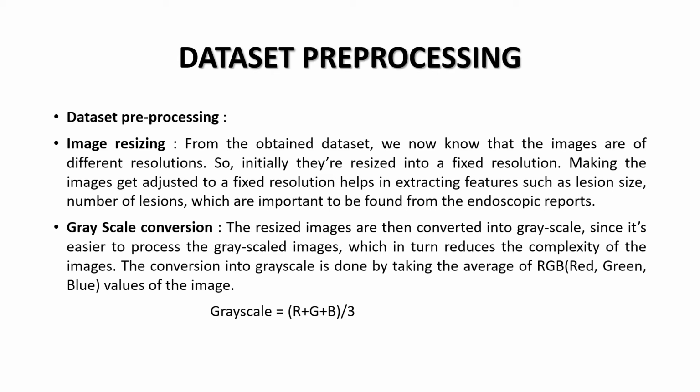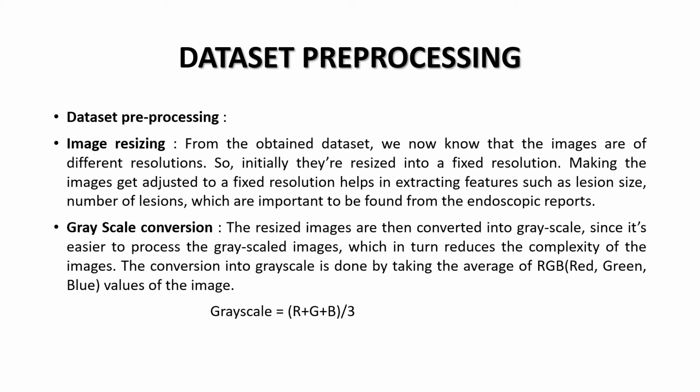Dataset preprocessing. We have preprocessed our dataset in 3 steps. The first step is image resizing. From the obtained dataset, we know that the images are of different resolutions. So initially they are resized into a fixed resolution. Adjusting images to a fixed resolution helps in extracting features such as lesion size and number of lesions, which are important to be found from endoscopic reports.